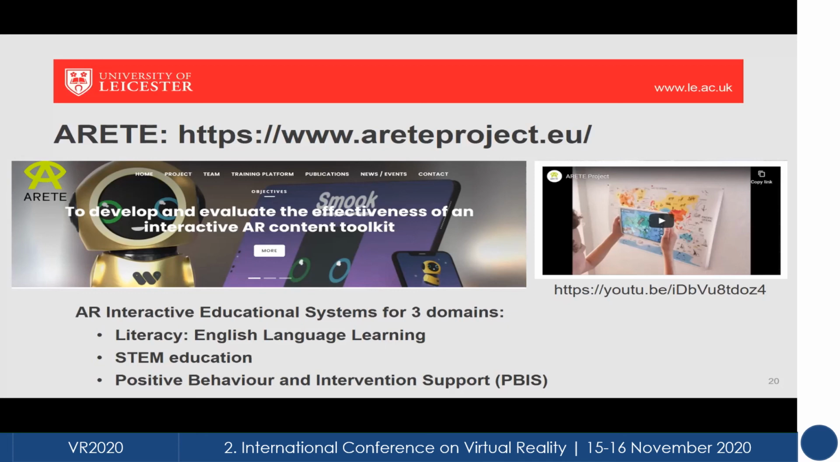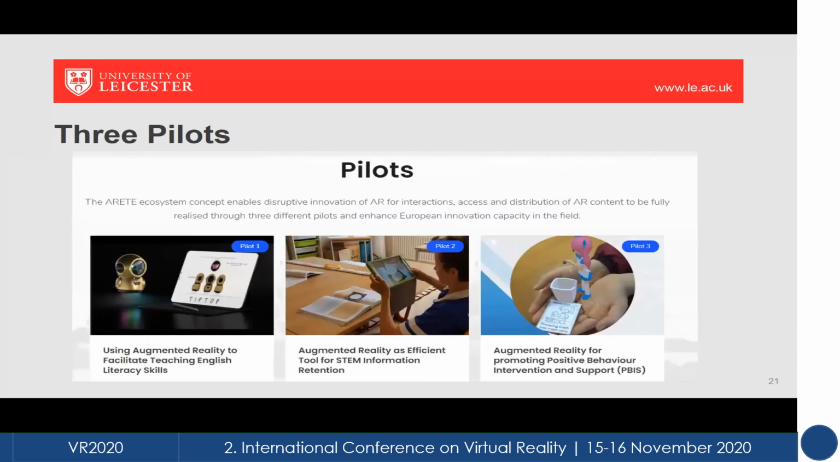Basically, we are building three so-called demonstration domains. They are English language learning, and STEM education, again because it is a really popular and important area. The third domain we touch upon, maybe a bit unusual, is positive behavior and intervention support, PBIS. We will conduct three major pilots, testing the three prototypes with teachers in different European countries: pilots 1, 2, and 3.